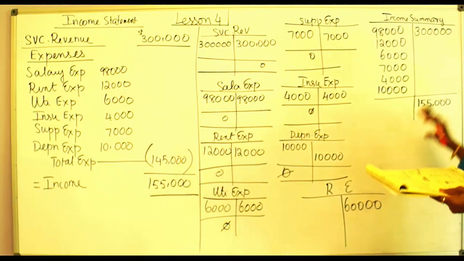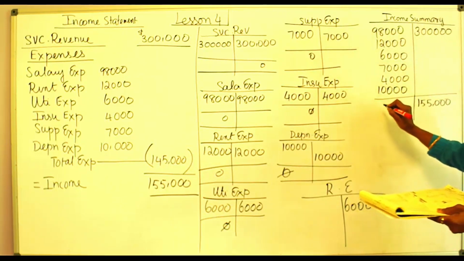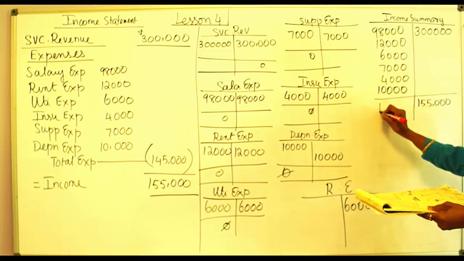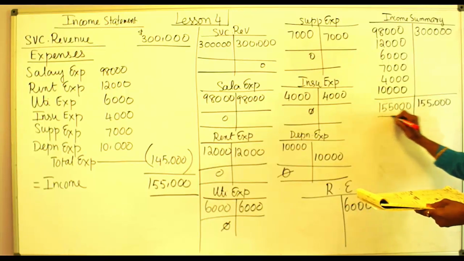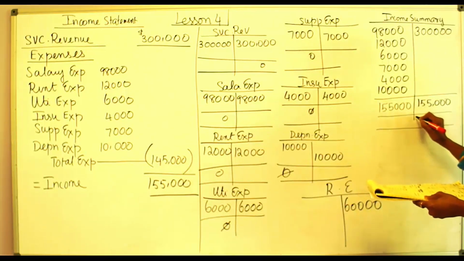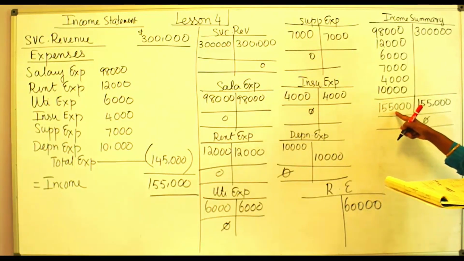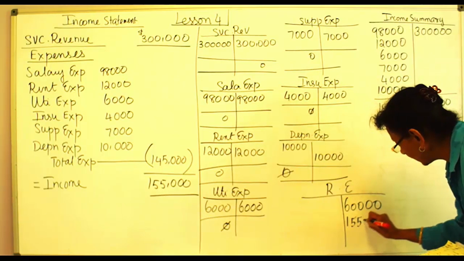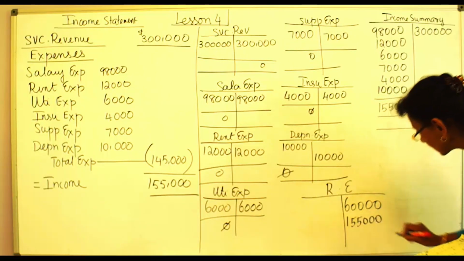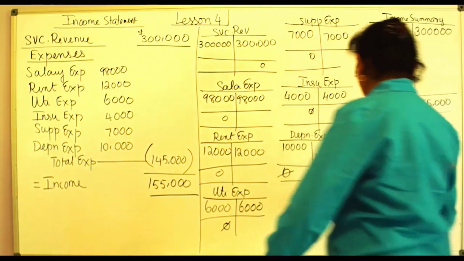So now you have to close the income summary. The final closing will be to debit income summary for 155,000. Now you are bringing it to zero. Debit income summary for the profit or income 155,000. Credit retained earnings 155,000. Now the only account that has a positive balance is the retained earnings.